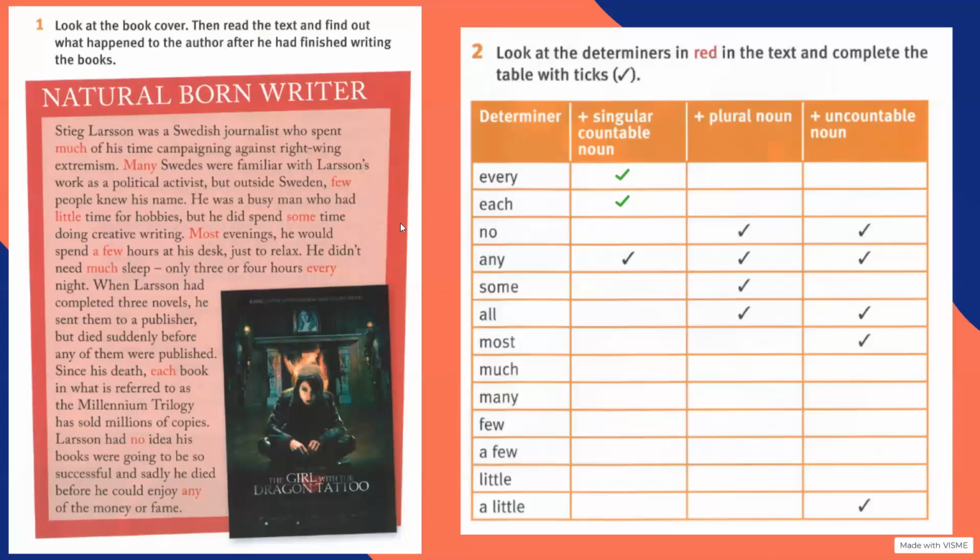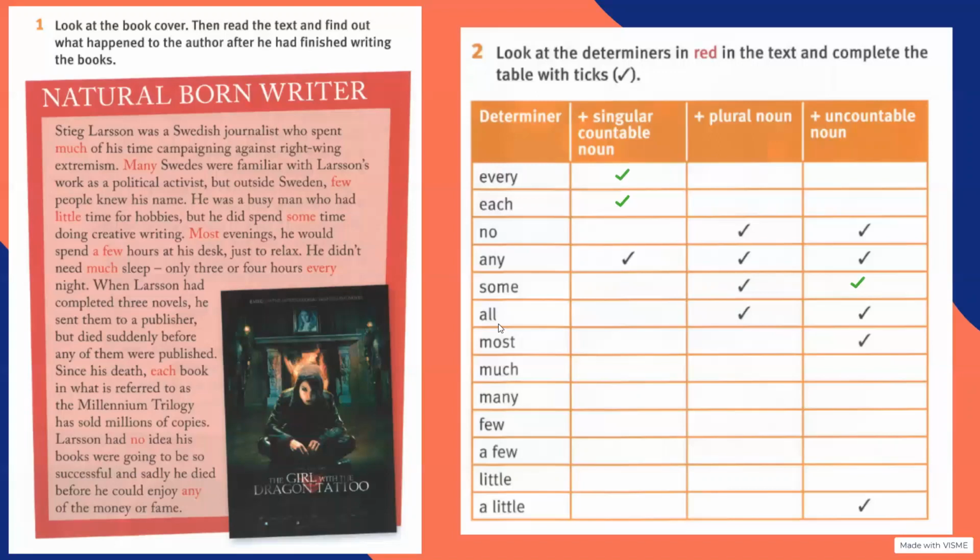Sometime, well, here actually it appears in front of an uncountable noun. He did spend some time, and time is an uncountable noun. You cannot count time. You can only count minutes or hours or seconds, but not time as a concept. We have all, which appears in front of both a plural noun and an uncountable noun. Now, all is not in the text, but it can be used with both a plural noun, all the books, for instance, or an uncountable noun, all the time. For instance, he has all the patience in the world.